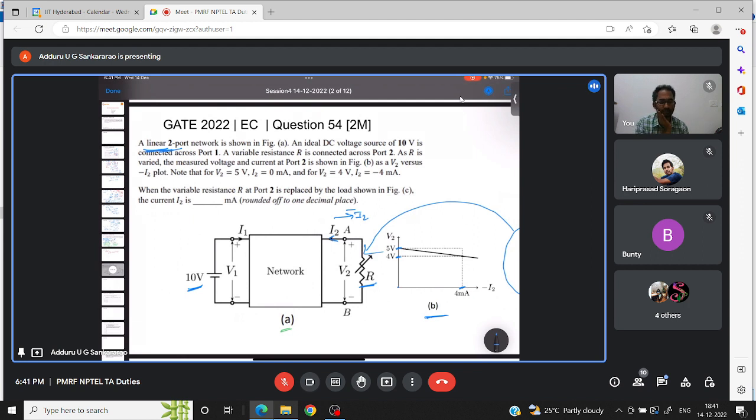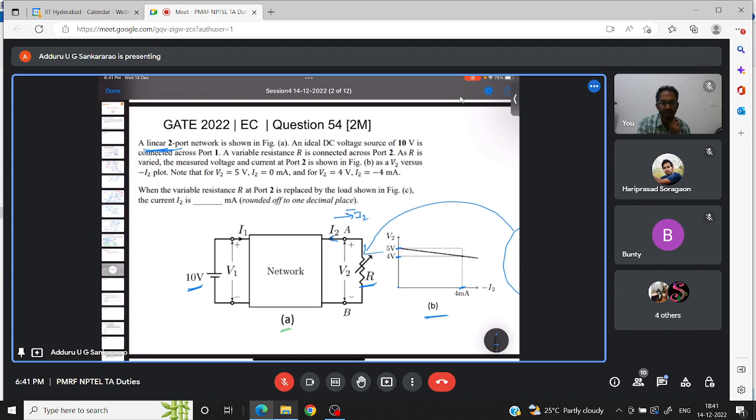We may think it's a two-port network. We can solve it by using two-port network parameters like Z parameters, Y parameters, H parameters, or ABCD parameters. That is one way of doing it. Definitely, that is one way, but I feel it is a little lengthy and complex.